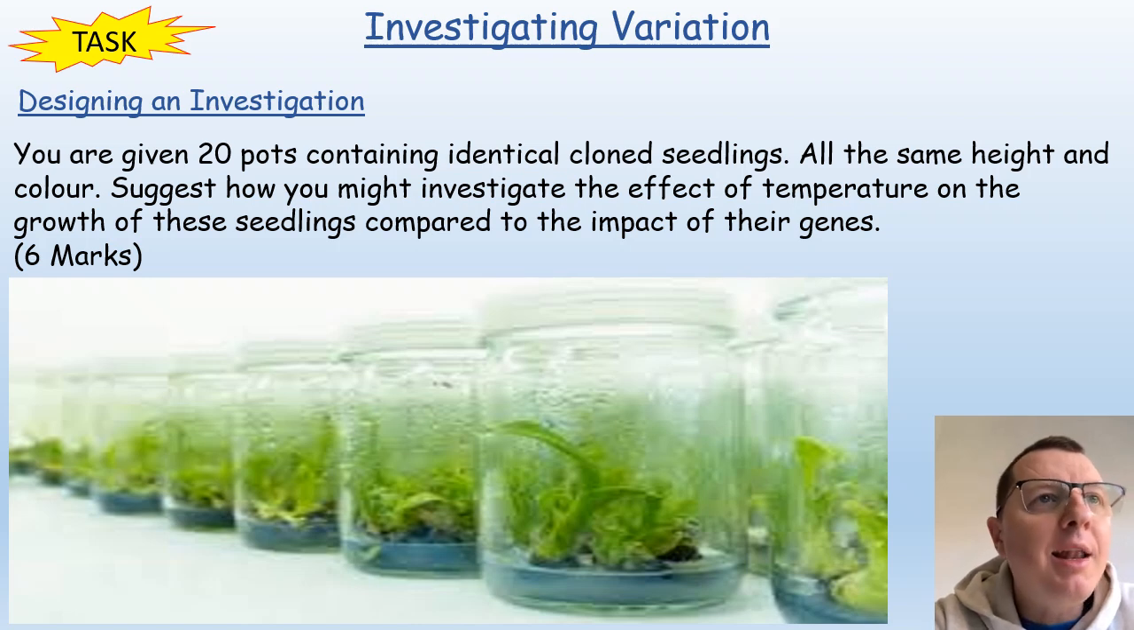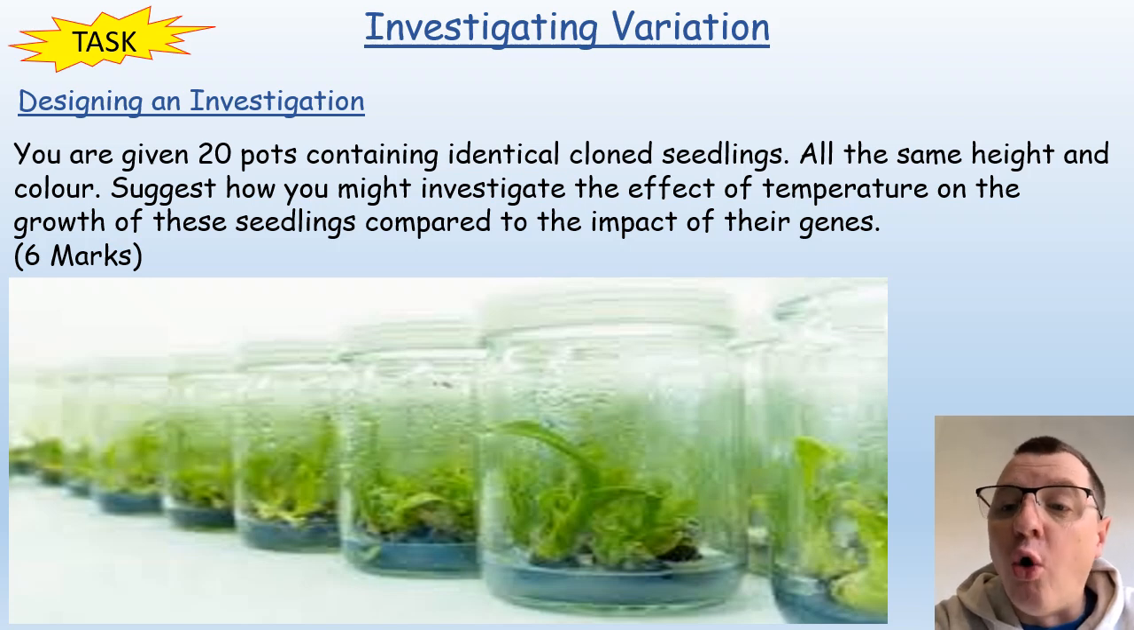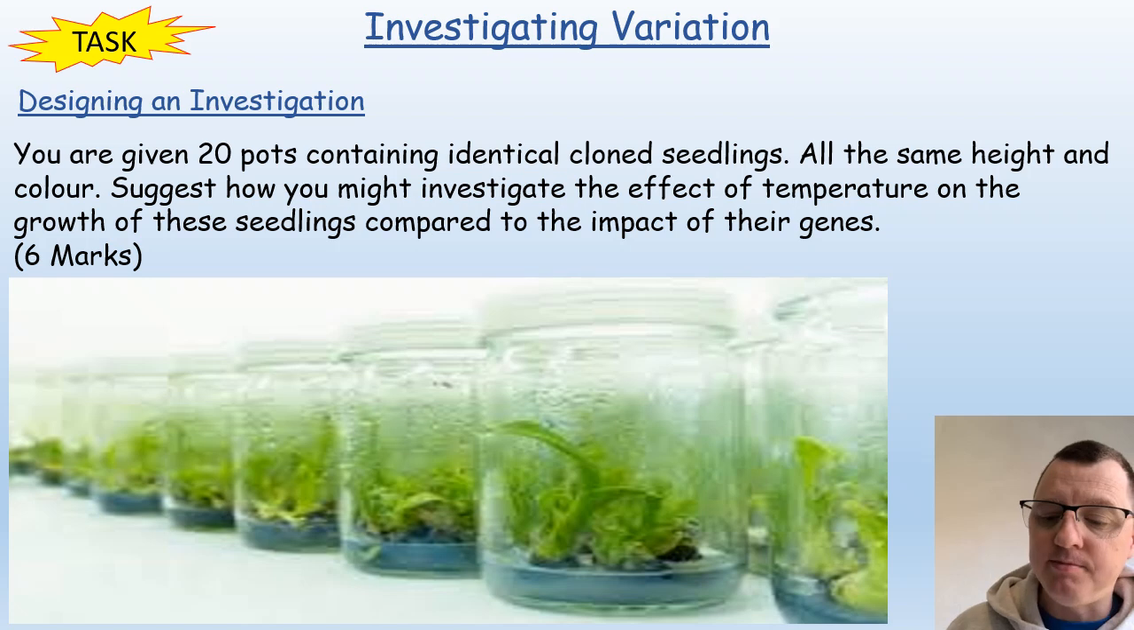Now, this is a classic 6-marker question that you'll get with AQA, and it's asking you to design an investigation. So you can pause the video now, read the question, and give yourself 6 minutes and have a try. How well could you answer this question? You are given 20 pots containing identical cloned seedlings, all the same height and all the same colour. Suggest how you might investigate the effect of temperature on growth of these seedlings compared to the impact of their genes.